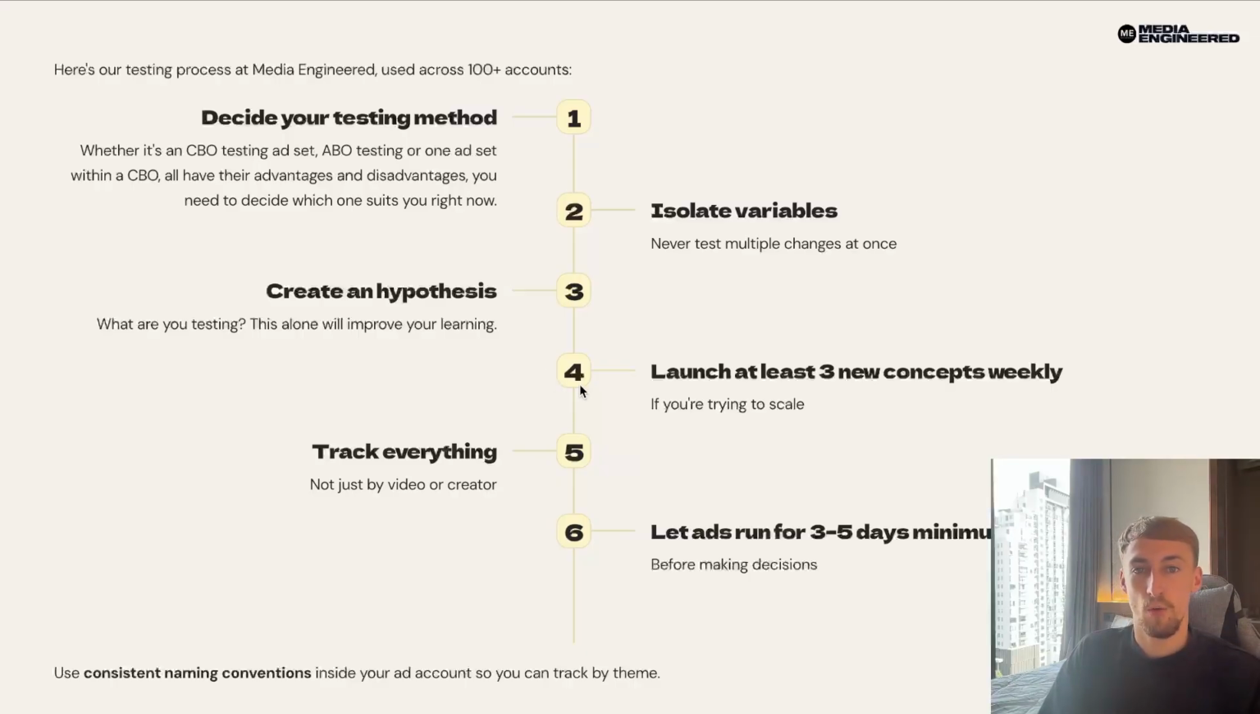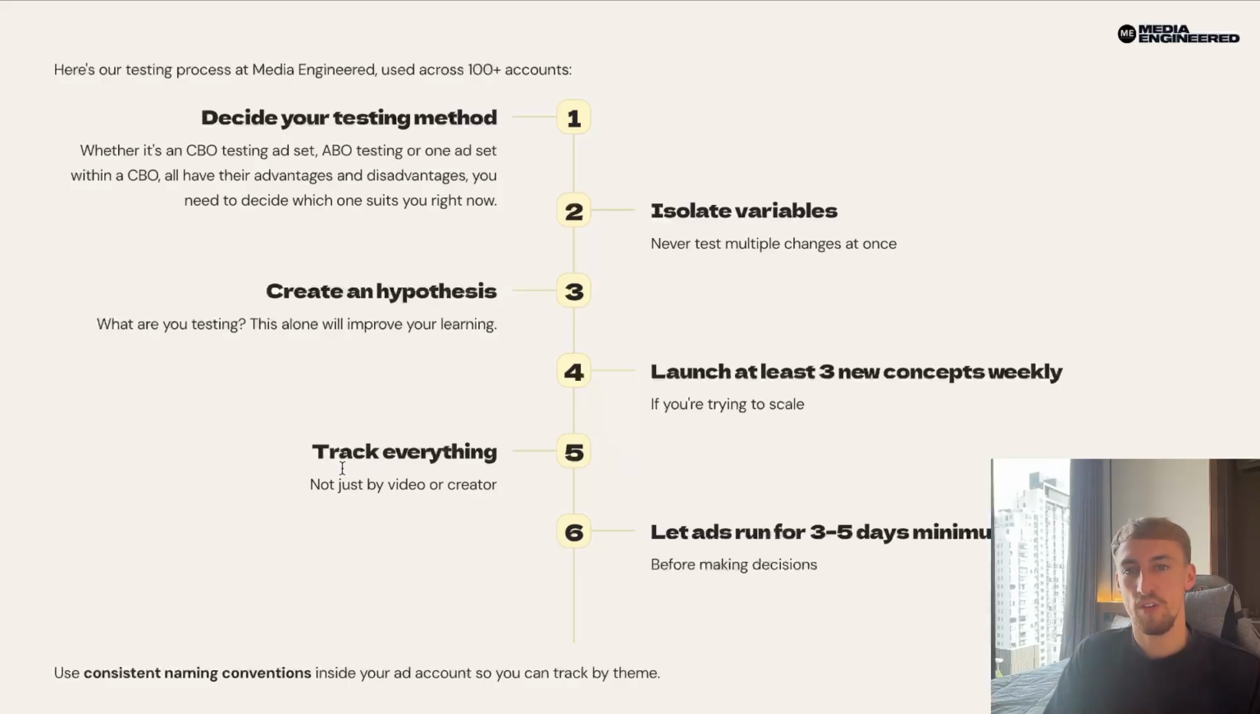Step 4 is launch at least 3 new concepts weekly. If you're trying to scale, this is a minimum. I've seen accounts launch 5 concepts weekly and get up to 100k a month. I've seen ad accounts launch 10 to 15 a month and scale to 100k, 200, 300k a month. So really 3 a week is a minimum if you're really trying to scale. I think that'll work nicely, and at this point you want to be testing different sources of creative. So an agency, internal team, just random creators, testing like that, having different sources will improve your results.